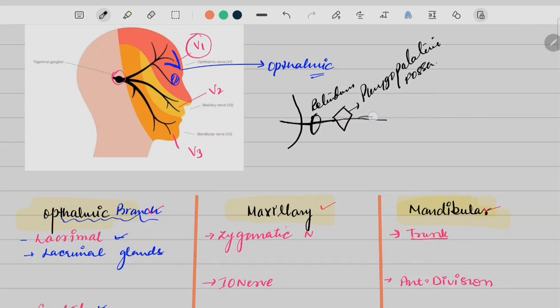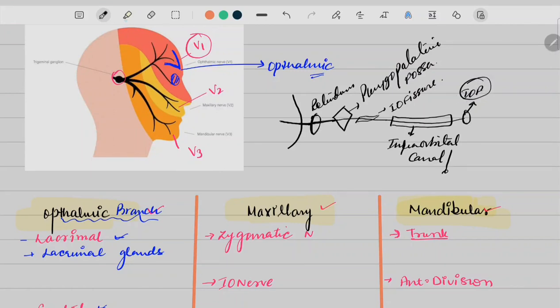From the pterygopalatine fossa, it moves into the inferior orbital fissure. Okay, not the foramen, the fissure. And from the fissure, moving ahead, it enters a bony canal that is the infraorbital canal. And then lastly, it exits through the infraorbital foramen. So this is the infraorbital foramen. So you see, the course is really simple. It goes out from the foramen rotundum, then into the pterygopalatine fossa, then moves into the inferior orbital fissure, then enters the infraorbital canal and comes out through the infraorbital foramen.